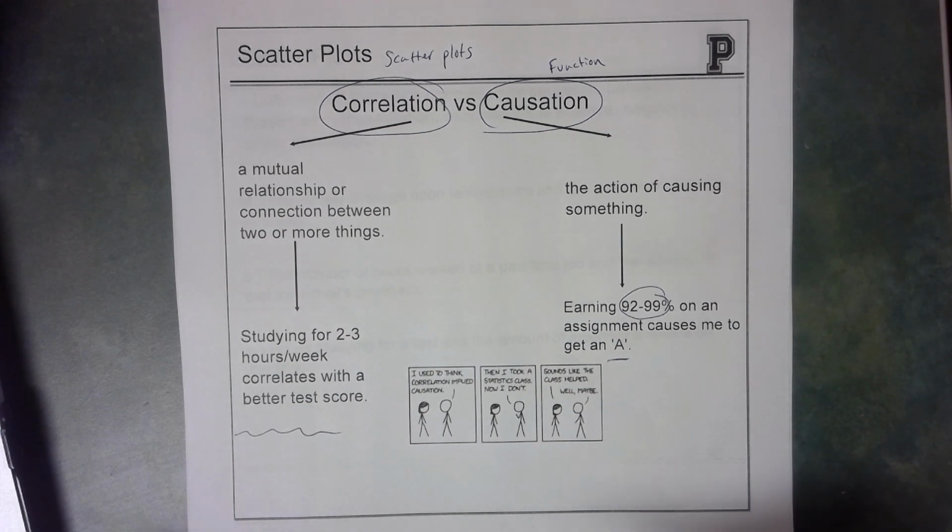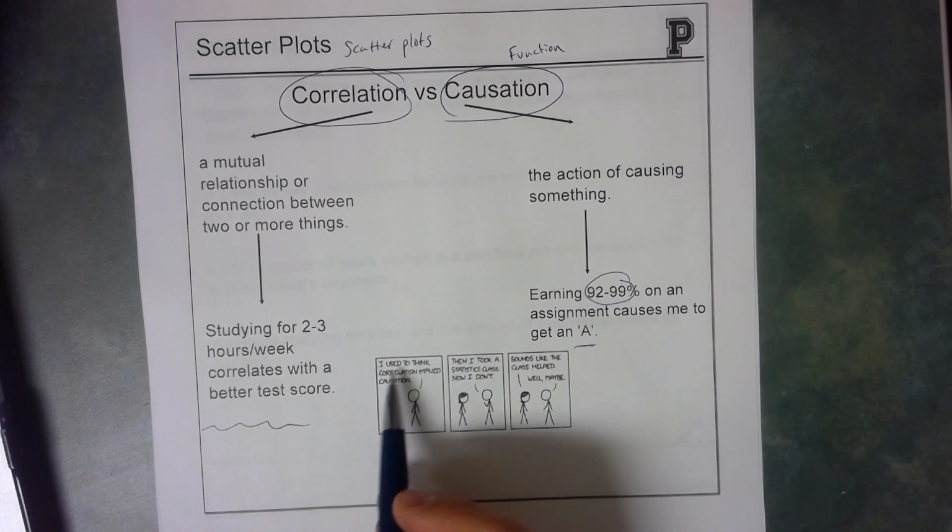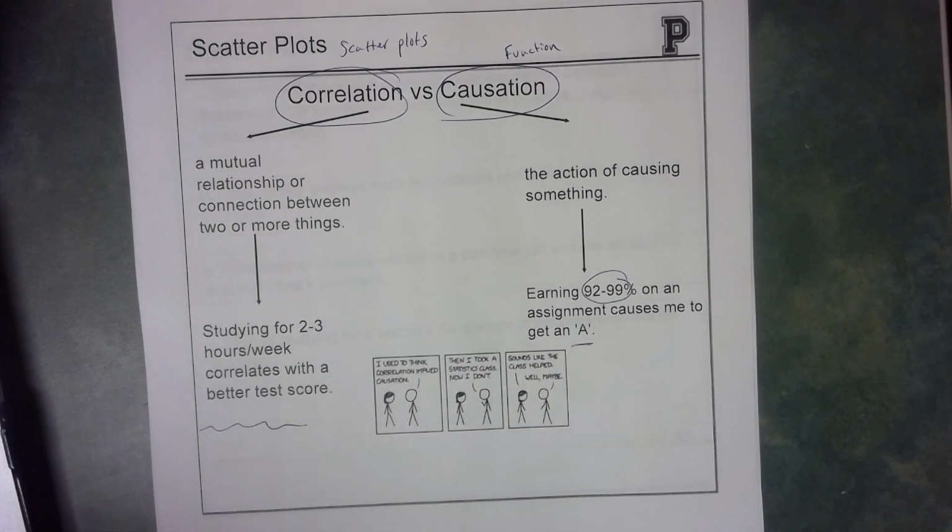Here's a little silly joke involved. I used to think correlation implied causation. Then I took a statistics class. Now I don't. Sounds like the class helped. Well, maybe. So again, that maybe part meaning maybe it caused it, but probably not.